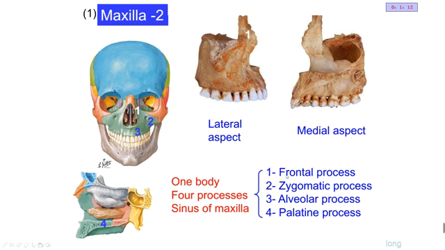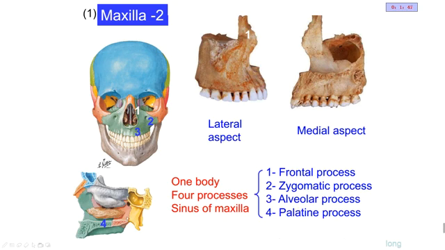The first one is the frontal process. The frontal process goes upwards and connects with the frontal bone. You see this part. The second one is the zygomatic process. It goes laterally and connects with the zygomatic bone. The third one is the alveolar process. The alveolar process goes downwards, this border, and this process connects with the upper teeth. The fourth one is the palatine process.